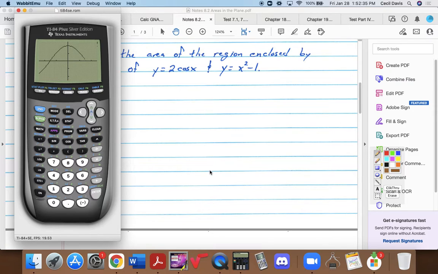So there's my cosine graph, and there's my parabola. Notice we've got some nice symmetry here. So setting those two equal to each other, 2 cosine x equals x squared minus 1, means that x is going to be equal to, because of the symmetry, plus or minus something. We'll do second calculate the intersection. First curve, second curve, guess.